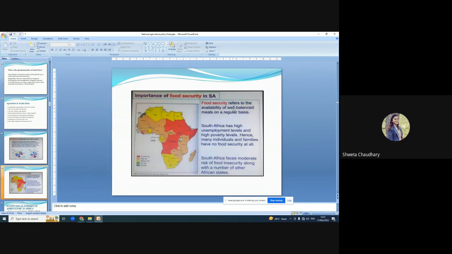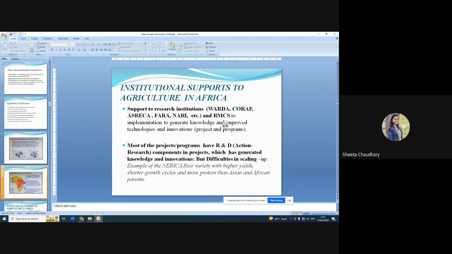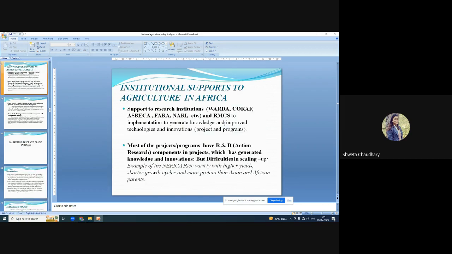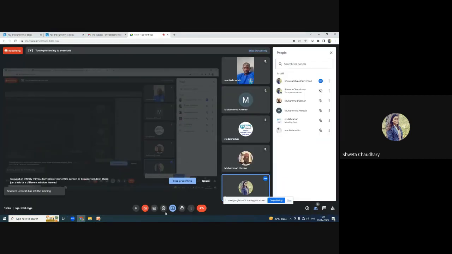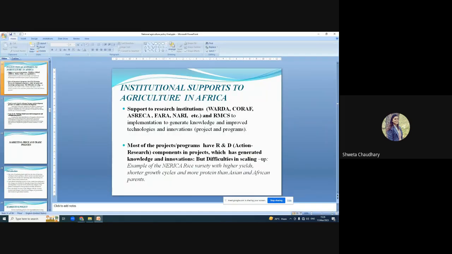Then food security refers to availability of well-balanced meals on a regular basis. South Africa also faces many problems in achieving this food security, but still now it is in a better place. So there are many institutional supports like WADA, CORAF, ASARECA, FARA, NARI, and RMCA. Do you know any name of these? Earlier, do you know any name? Whatever names I am telling here, do you know any name before? No.